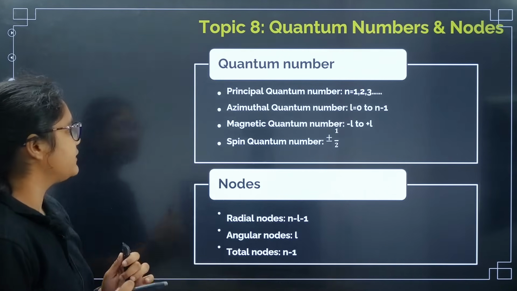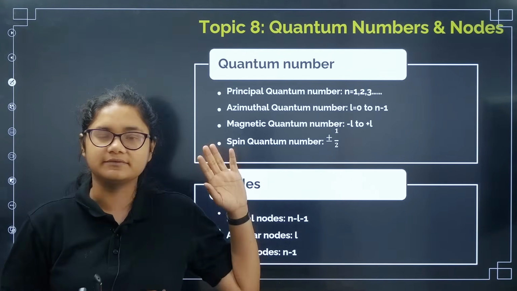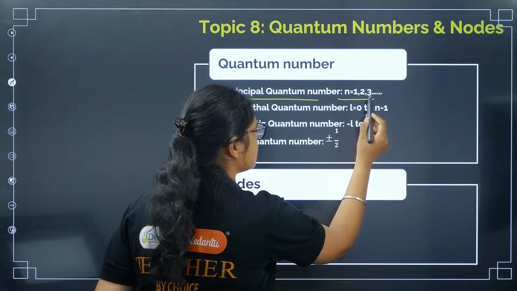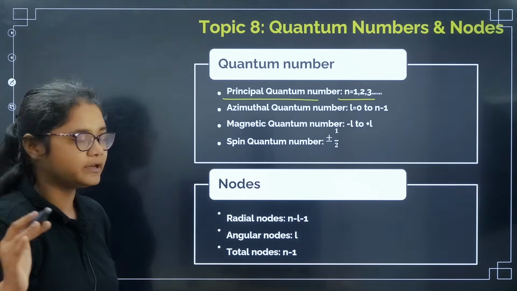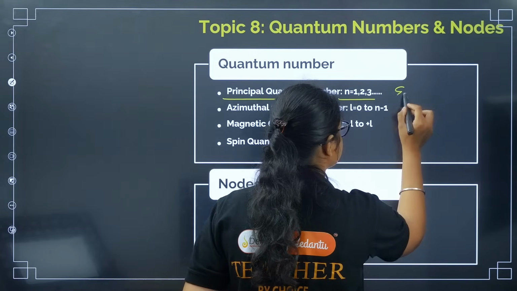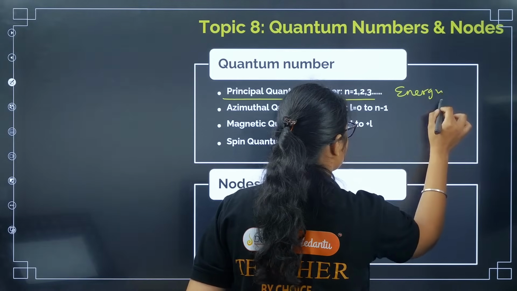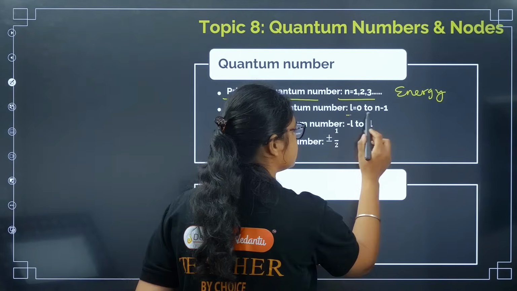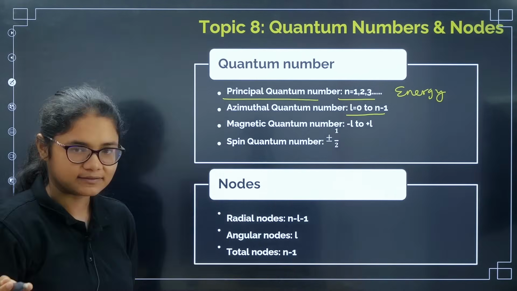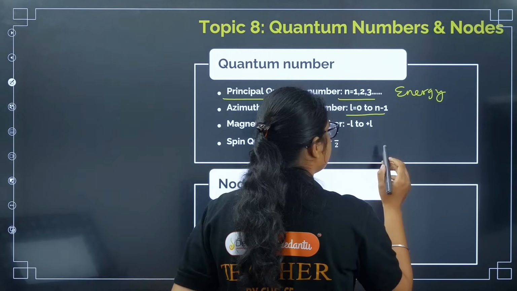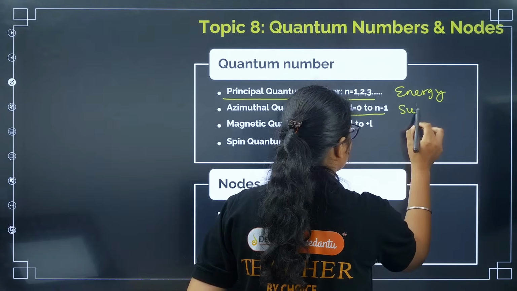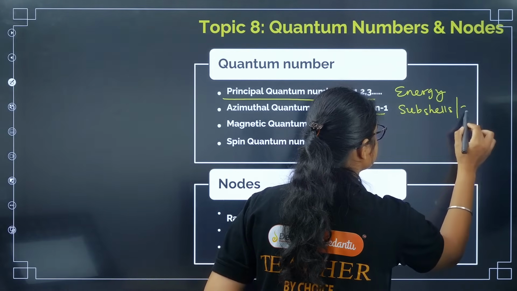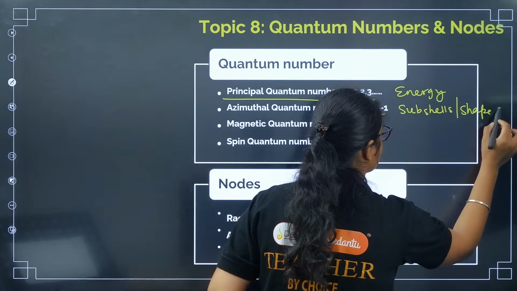Now we will discuss the next thing, that is quantum numbers. Very easy thing and important also. Principal quantum number, the value starts from n equal to 1, 2, 3. What information does it give you? It tells you about the energy of the shell. Next is your azimuthal quantum number. Its value starts from l equal to 0 to l equal to n minus 1. And what does it tell you? It tells you about the subshells, or we can say it tells you about the shape of the orbitals.